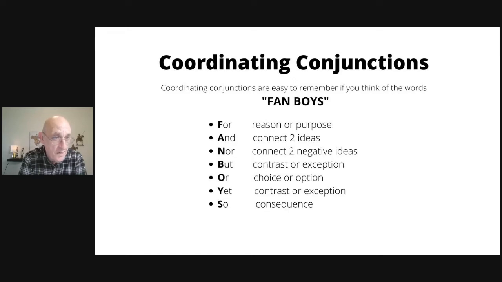If we just want to connect two ideas together, we can use and. If we want to connect two negative ideas, we can use nor. If we want to contrast or make an exception, we can use but. If we want to offer a choice or option, we can use the word or. We can use yet, again, for contrasts or exceptions. And if we want to mention a result or a consequence, we can use the little word so.